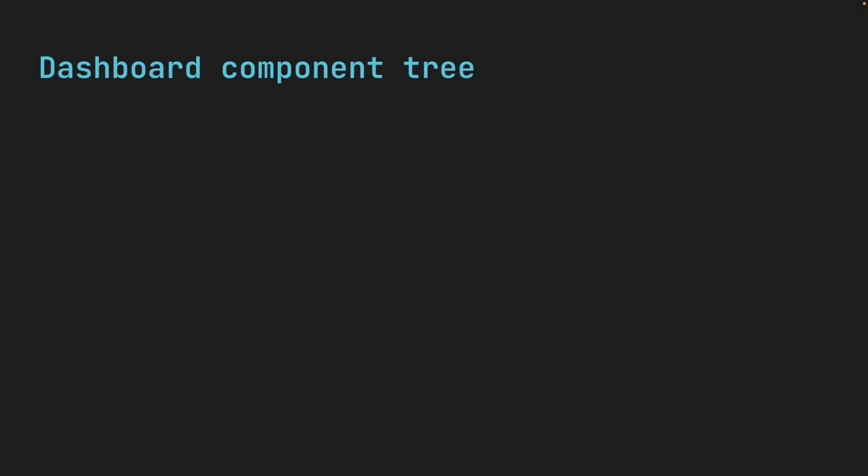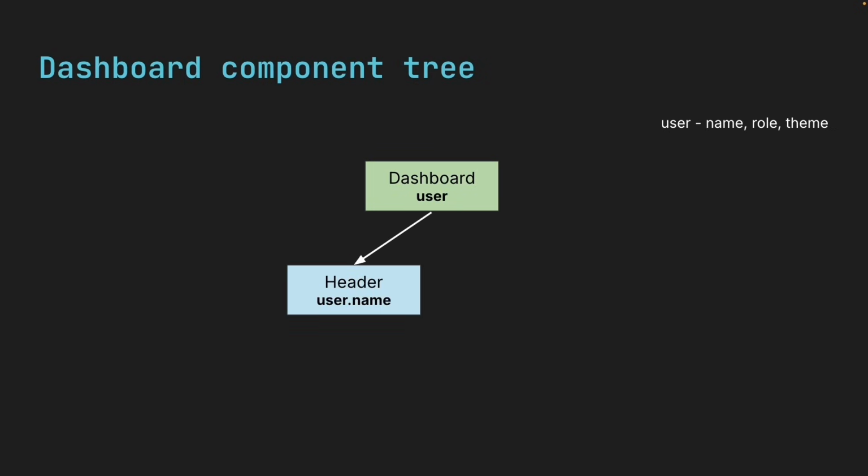Imagine we have a dashboard component that holds some user information, maybe the user's name, role, and theme preferences. A header component needs the user's name to display it in the navigation. A sidebar component needs the user's role to determine which menu items to show based on permissions. We have two components that need the same user data, so we keep the data in the parent and pass it down as props. This is the pattern we already know. Lift data up, pass it down. Everything works perfectly here. But real applications rarely stay this simple.